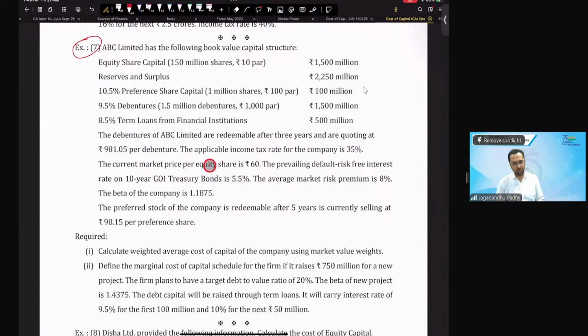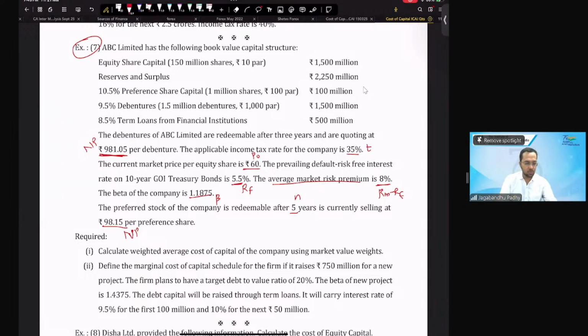The current market price per equity share is 60. Now remember, this 981.05 is going to be your net proceeds. That's your tax rate. Current market price per equity share, this is P0. Prevailing default risk-free rate on a 10-year government bond, this is your risk-free rate. Market risk premium, this 8% is RM minus RF. And this is, of course, beta. Preferred stock is redeemable after 5 years. So it is N. 98.15 is again net proceeds for preference shares.